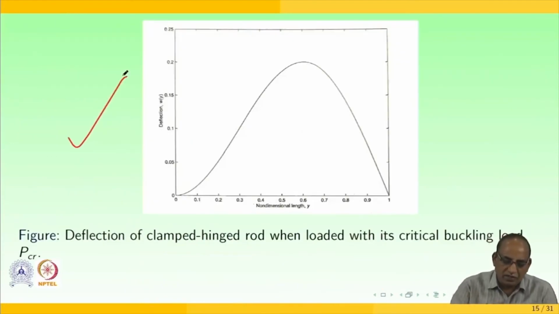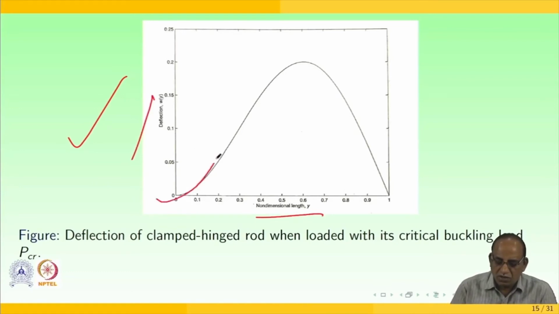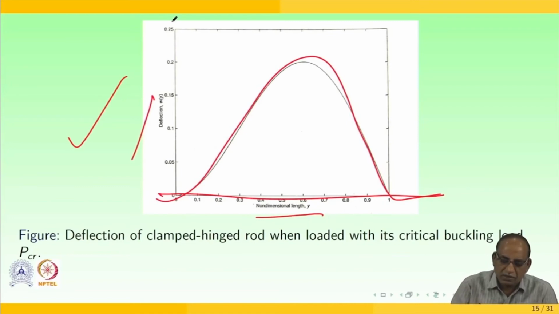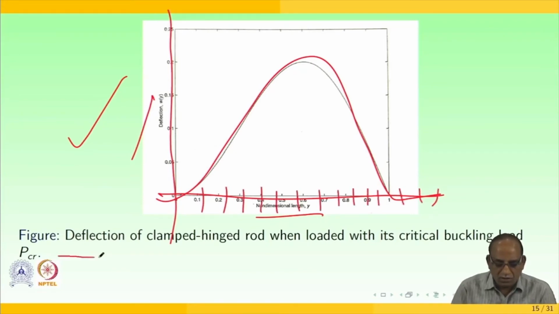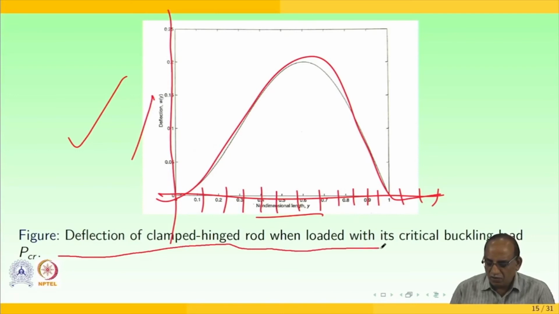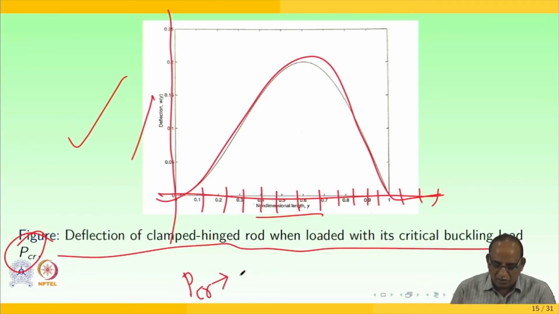So you get a figure like this. So non-dimensional length, and this is the deflection. So you will have a pictorial representation like this, and this is the x-axis, and this is the y-axis. The deflection of a clamped hinged rod when loaded with its critical buckling load, that is P critical load, P_CR.